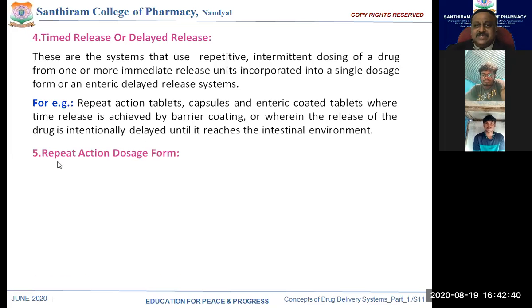Next type is repeat action dosage form. Repeat action means the action is repeated, replay, rewind and play. Right? You can see in movies, repeat, repeat. Normally, when you see the news channels, the same scene again and again, they show you the same thing, right? So likewise, the release is repeated, thereby the action is also repeated, right?